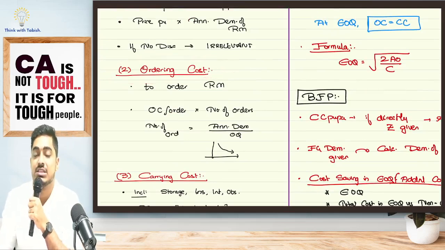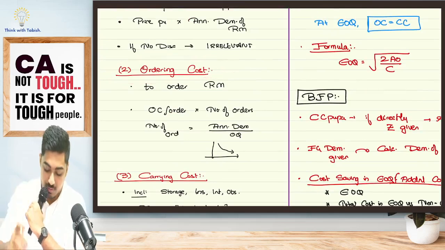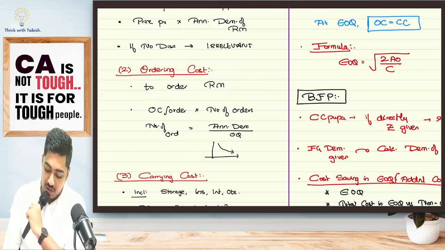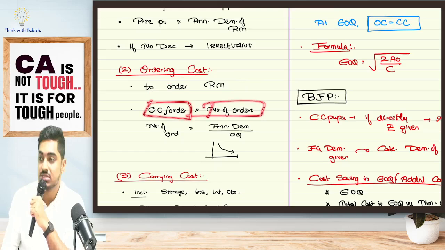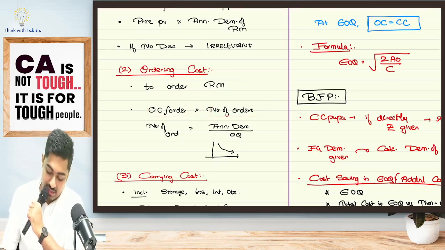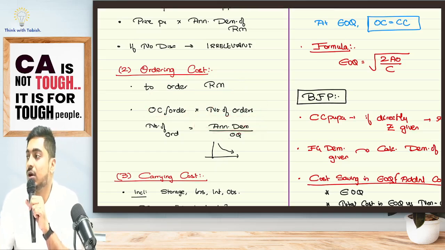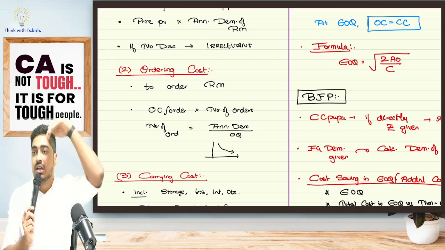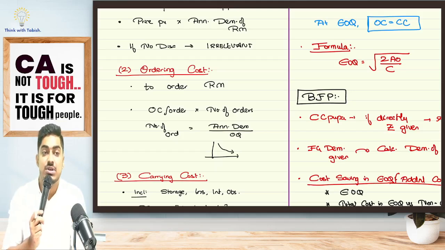Next is ordering cost. It is a cost incurred to order my raw materials. What is going to be the formula? It is ordering cost per order into number of orders. And how do I get my number of orders? It is my annual demand of raw material divided by ordering quantity. If I'm plotting ordering cost on a graph, it is going to be a downward sloping curve because there is an inverse relationship.